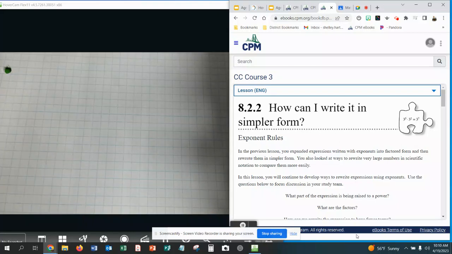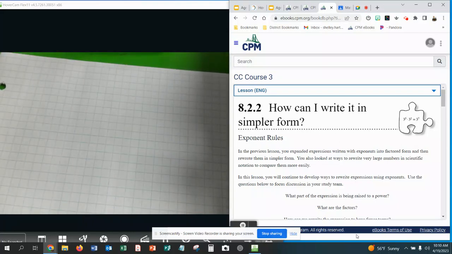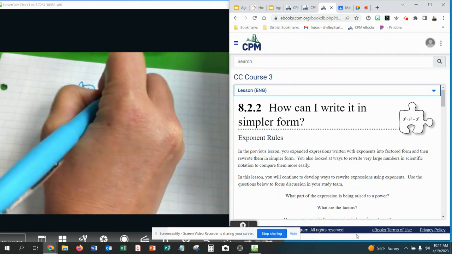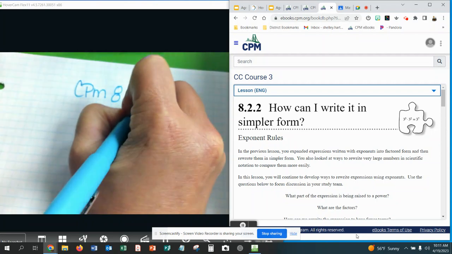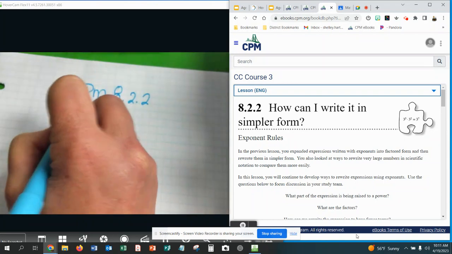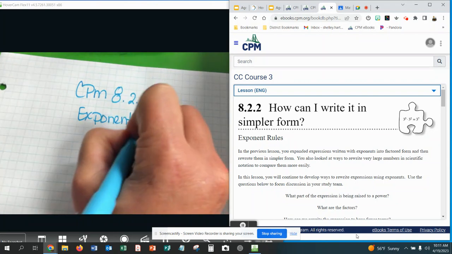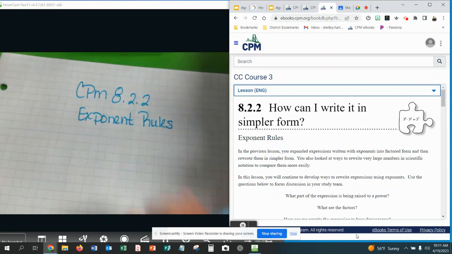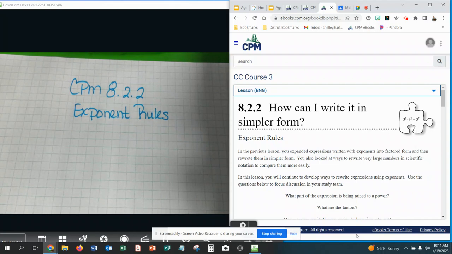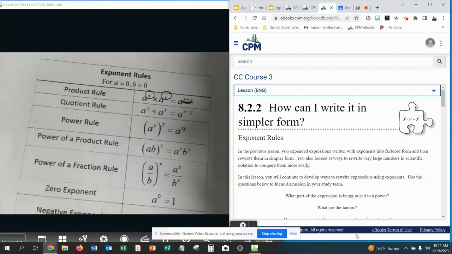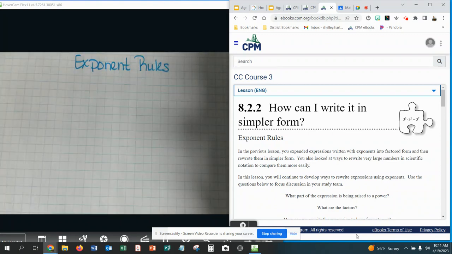All right, we are doing CPM 8.2.2 exponent rules. All right, great. Make sure that you have your rules from the other day out. I passed them out this week, and we may go through some of these. I know on 8.2.3, we go through a lot of the rules.